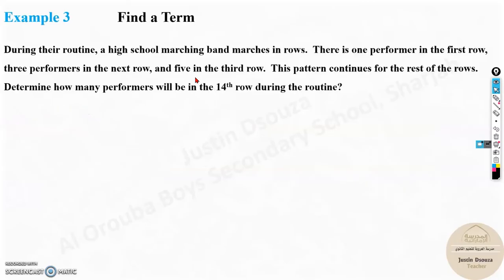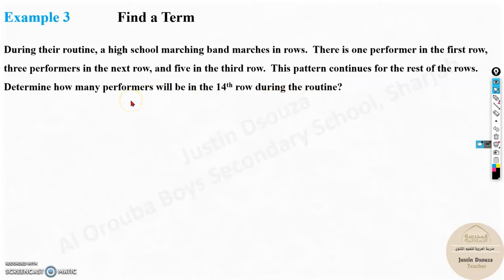Let us see another problem, a real world problem where we need to find a term. During their routine, a high school marching band marches in rows. There is one performer in the first row, three performers in the next row, and five in the third row. This pattern continues for the rest of the rows. Determine how many performers will be in the 14th row during the routine.